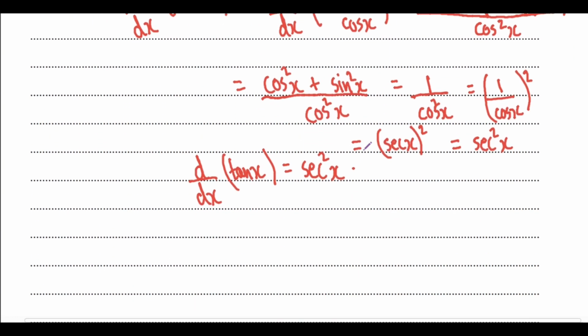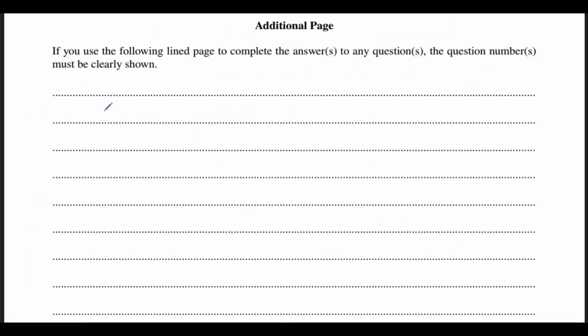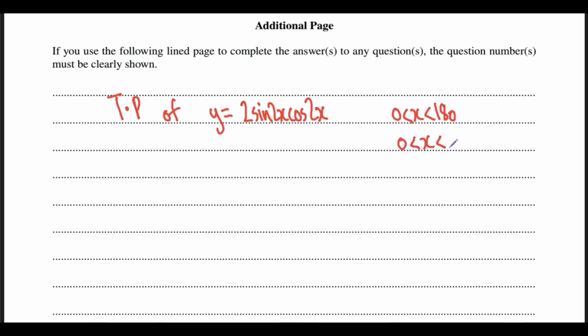Now let's do the easy one. Let's do a product rule example. Let's say we had to find the turning points of y is equal to, let's make it difficult, 2 sine 2x cosine 2x, for x between 0 and 180. Well, 180 is just pi. Let's work in radians, so that's between 0 and pi radians.